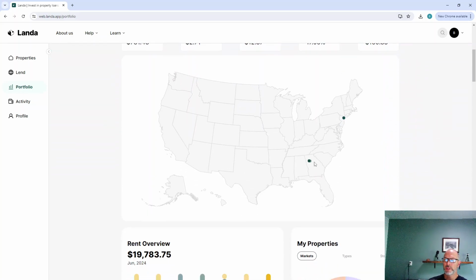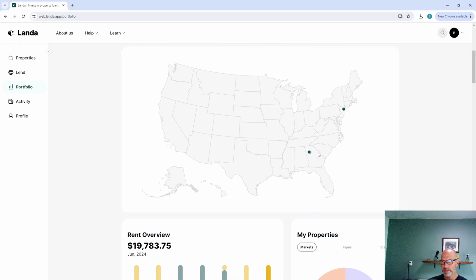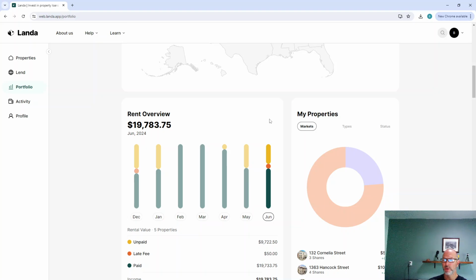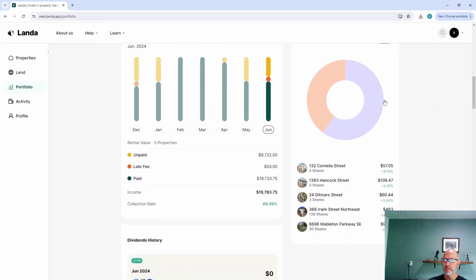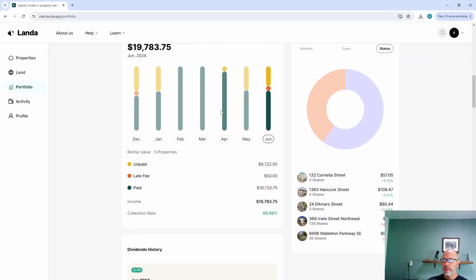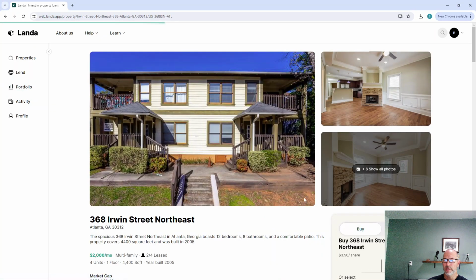It shows you the locations in the country that the properties you are a part owner of are at. It shows you the overall rent. It shows you your properties, the markets, the types, the statuses of each property. And again, this information is phenomenal if it's accurate. And here's where it comes into a problem. So let me take 368 Irwin Street. And 368 is a fourplex in Atlanta, Georgia.